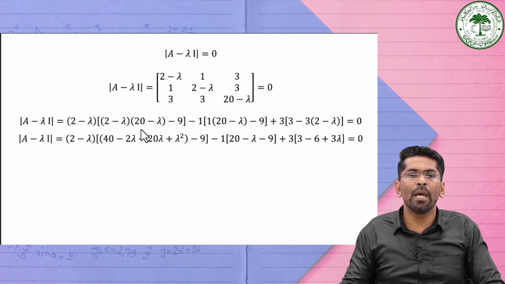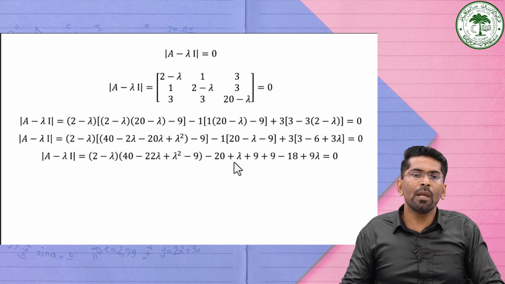Now multiplying these terms, taking 2 minus lambda as it is, we multiply the two terms. So 2 into 20 is 40, minus 2 into lambda is minus 2 lambda, minus lambda into 20 is minus 20 lambda, plus minus lambda into minus lambda is plus lambda square. Then we have minus 9. Then minus 1 into (20 minus lambda), which we can write as 20 minus lambda minus 9. Then plus 3 into (3 minus 3 into 2), which is 6, and 3 into minus lambda, with the signs, becomes plus 3 lambda, equal to 0.